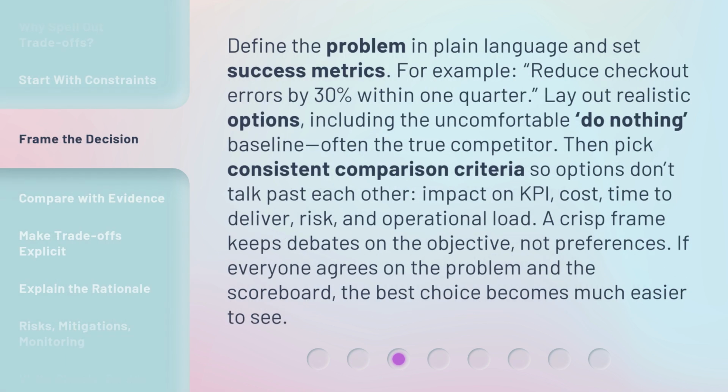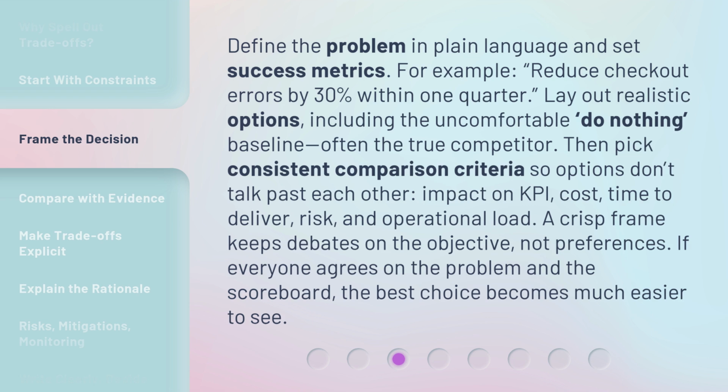Define the problem in plain language and set success metrics. For example, reduce checkout errors by 30% within 1 quarter. Lay out realistic options, including the uncomfortable do nothing baseline, often the true competitor. Then pick consistent comparison criteria so options don't talk past each other. Impact on KPI, cost, time to deliver, risk, and operational load.